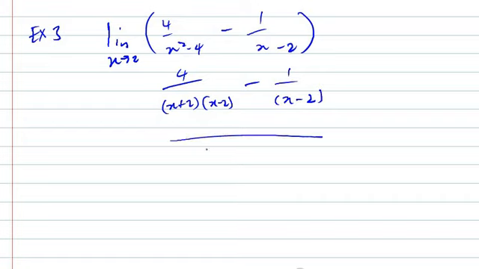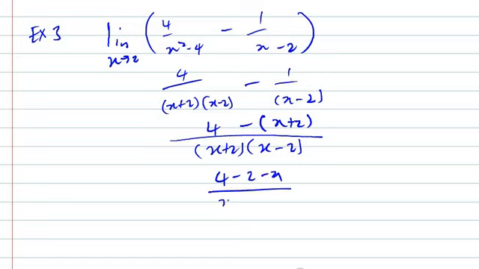The LCM is going to be equal to x plus 2 over, the other one is x minus 2. So this into this we have 4, minus this into this, remain x plus 2. So here we can say 4 minus 2 minus x all over x plus 2, the other one is x minus 2. Also we can say we have 2 minus x all over x plus 2, x minus 2.